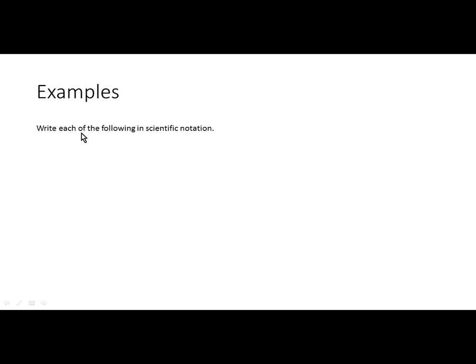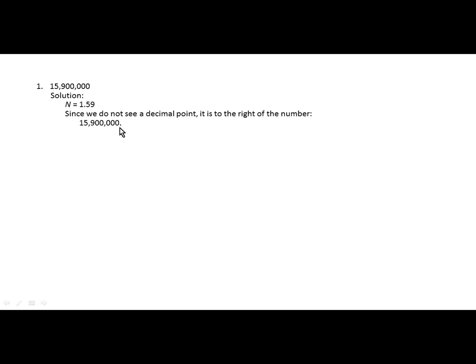Some more examples. Write each of the following in scientific notation. So you have to think backwards now. I've got 15,900,000. So our capital N is just the 1.59. And remember, the decimal point that we don't see is right here. If you don't see it, it's at the very end, on the very right.